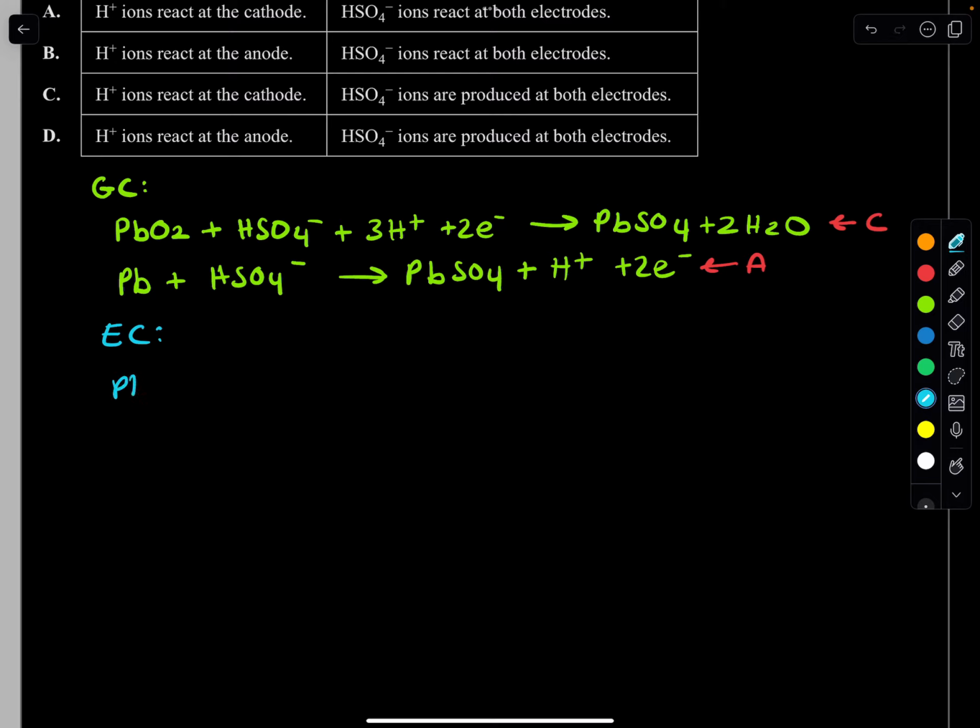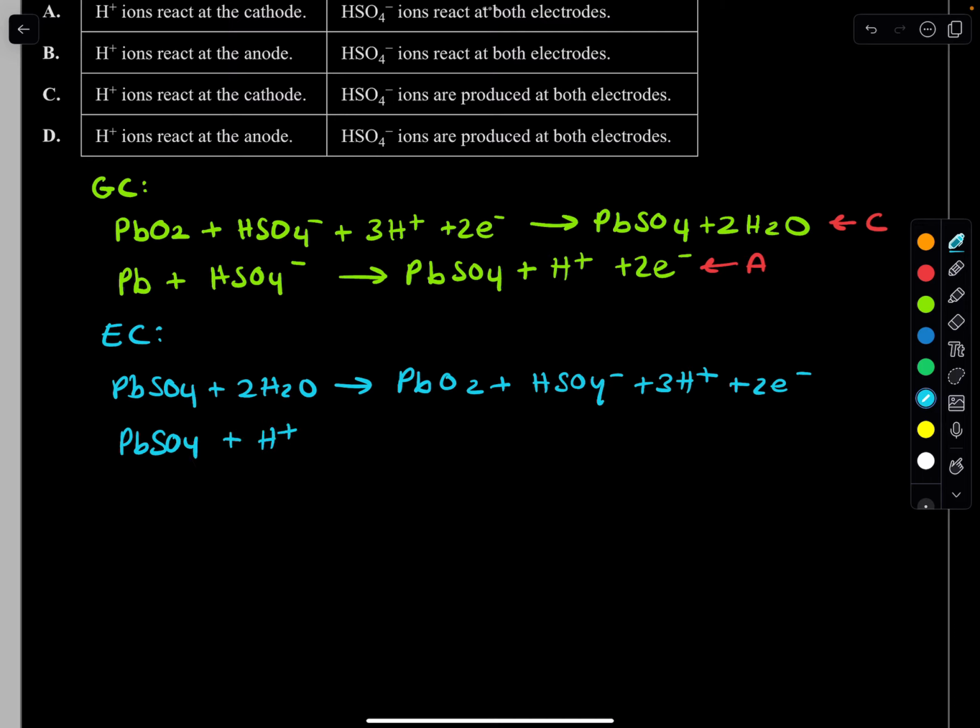So PbSO4 plus 2 H2O goes to PbO2 plus HSO4 minus plus 3H plus plus 2 electrons. And PbSO4 plus H plus plus 2 electrons goes to Pb plus HSO4 minus. All right, so we've got those.